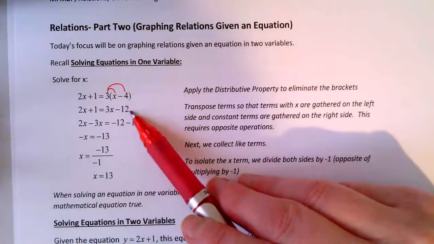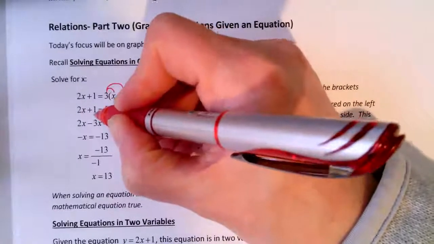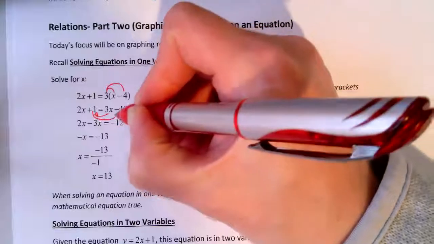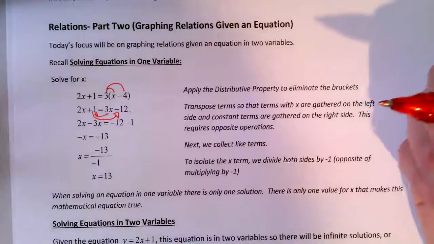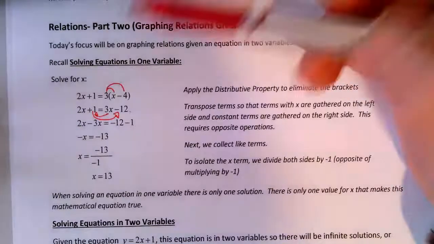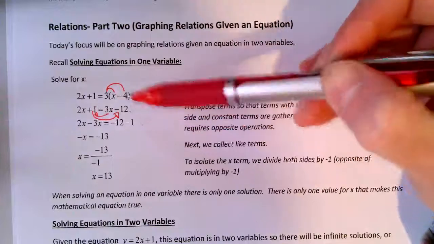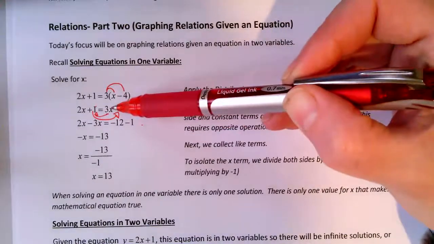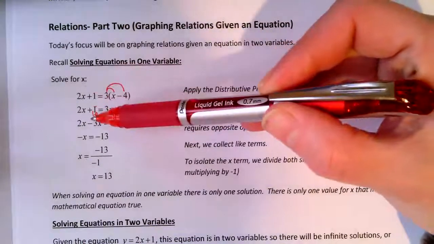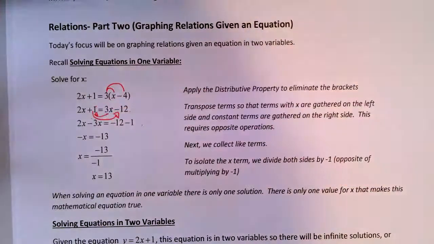At this point, we need to transpose. So the 3x term needs to move to the opposite side, and the positive 1 needs to move to the opposite side. And when we transpose, we are using the concept of opposite operations. So here we are adding 1, and so when we move to the opposite side, we are subtracting 1. Here we are adding positive 3x, and when we transpose to the opposite side of the equation, we are subtracting 3x. Now that each side has like terms, we collect the like terms.